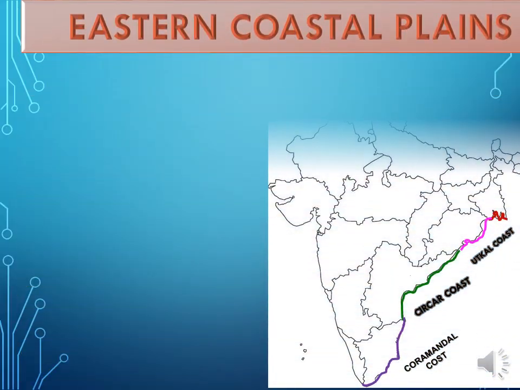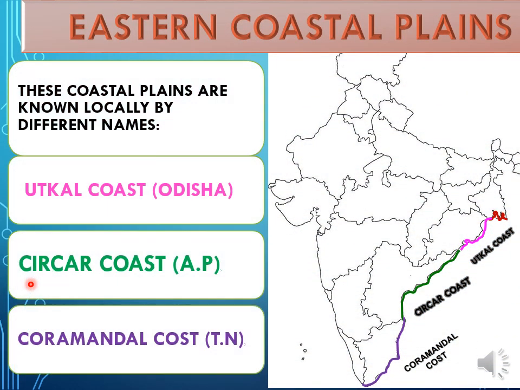Now let us discuss the eastern coastal plains. Here you can see the eastern coastal plains. On the top there is the coast of Odisha, known as Utkal coast, and here is the coast of Andhra Pradesh, known as Sirkar coast, and here is the coastal plain of Tamil Nadu, known as the Coromandel coast, and it is near the Bay of Bengal.